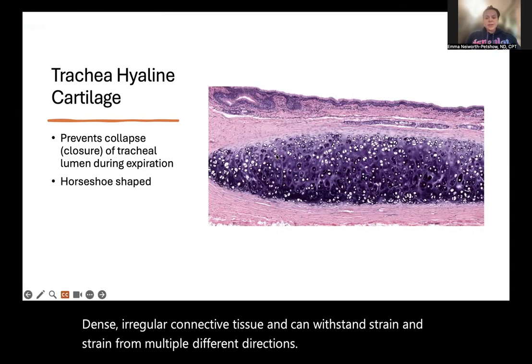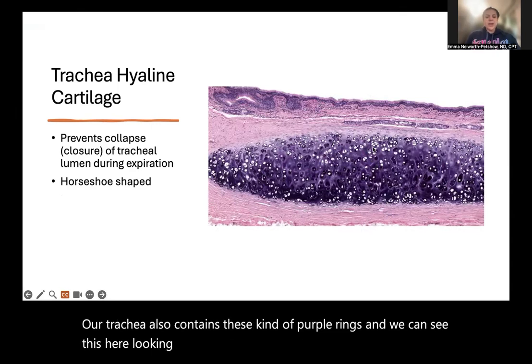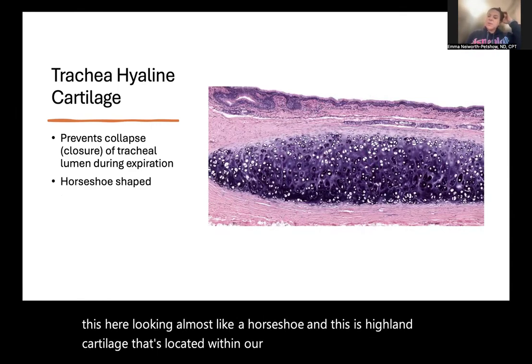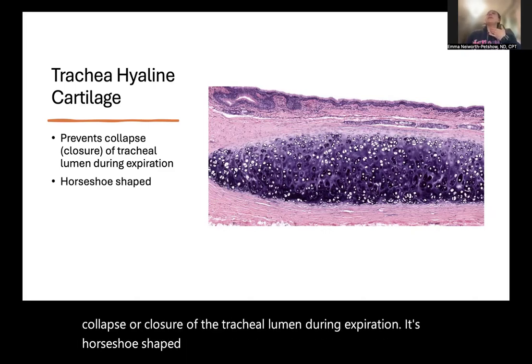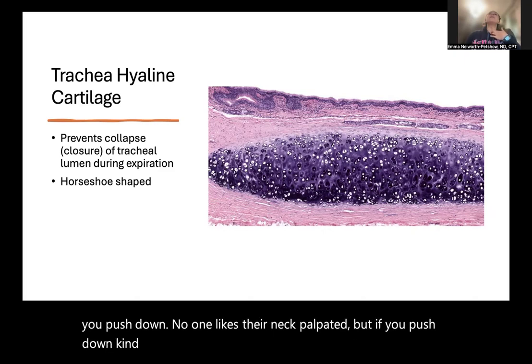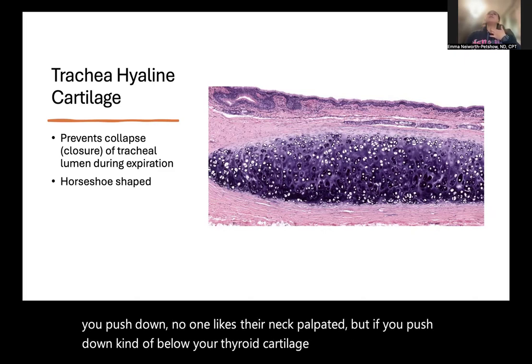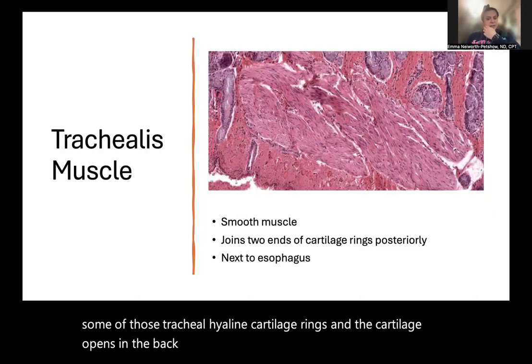Our trachea also contains these purple rings, and we can see this here looking almost like a horseshoe. This is hyaline cartilage that's located within our trachea, and this prevents collapse or closure of the tracheal lumen during expiration. It's horseshoe shaped, and you can actually palpate it and assess this if you push down. No one likes their neck palpated, but if you push down below your thyroid cartilage, you can actually feel some of those tracheal hyaline cartilage rings, and the cartilage opens in the back towards the esophagus.